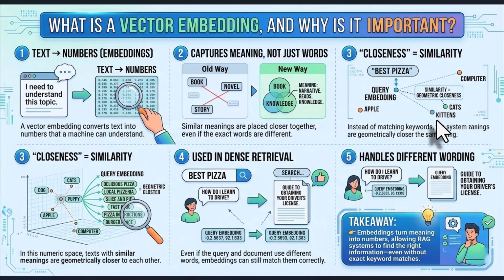Okay. And vector embedding is used in dense retrieval. That is, instead of matching keywords, the system finds content that means the same thing. Okay. Also, vector embedding handles different wording too. That is, even if the query and document use different words, embeddings can still match them correctly, right? That means embeddings turn meaning into numbers. And also, embeddings allow RAG systems to find the right information even without exact keyword matches.